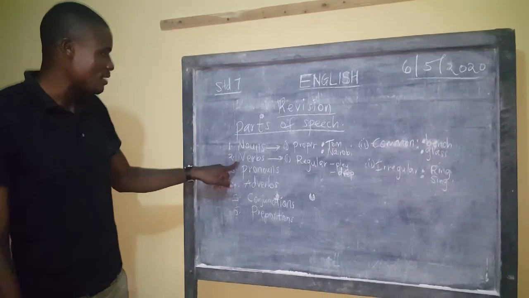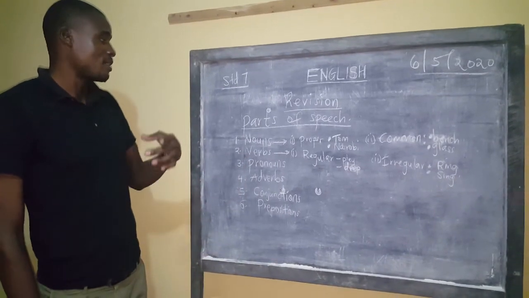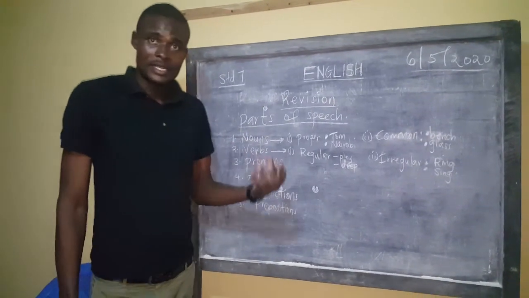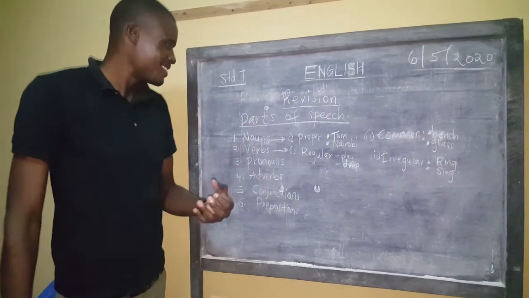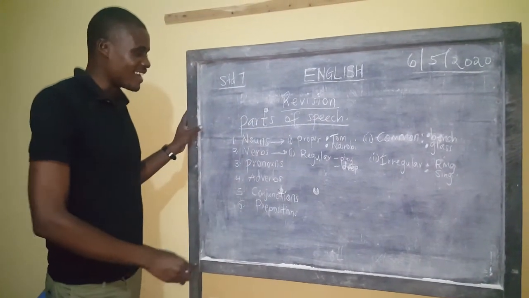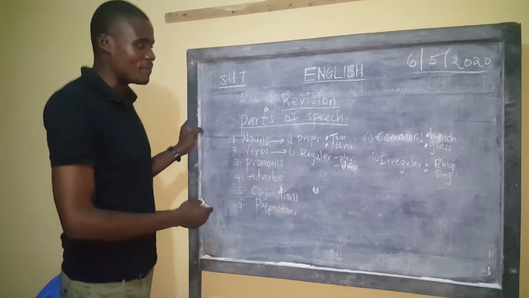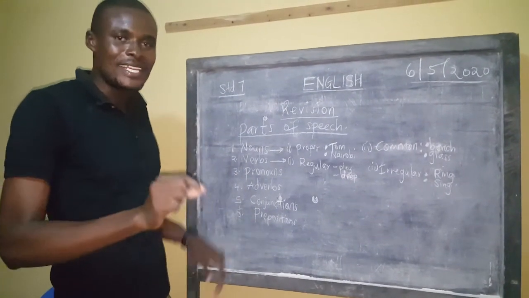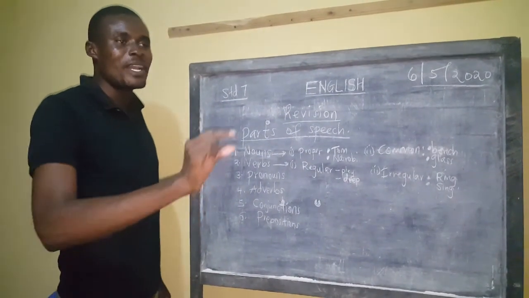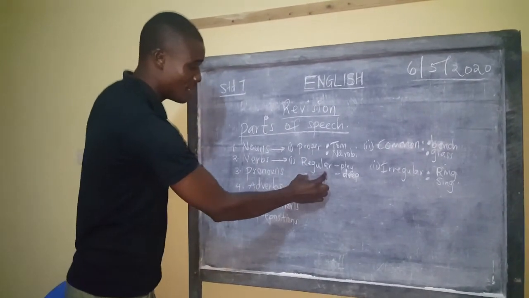Number two is verbs. Verbs are doing words, and these doing words are categorized into two. We have regular verbs and irregular verbs. Regular verbs are ones that form their past tense by adding ed, like play, played. That's a very good example. And those are regular verbs.